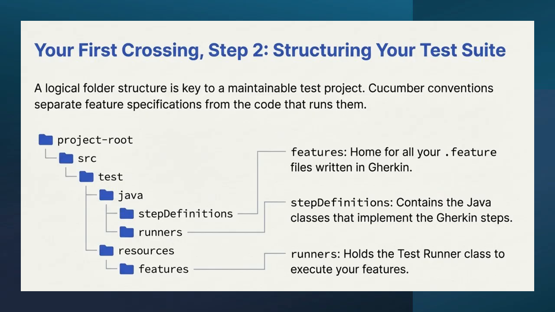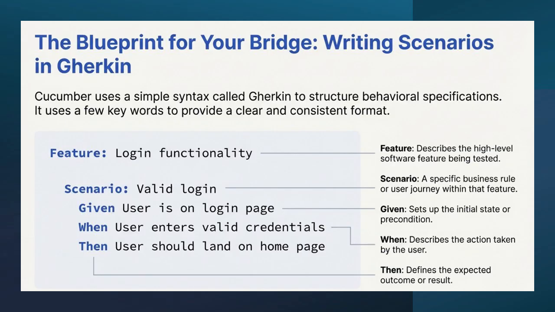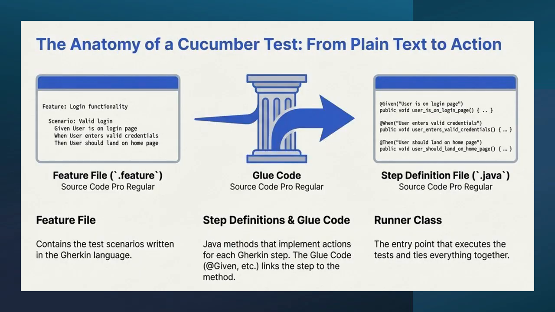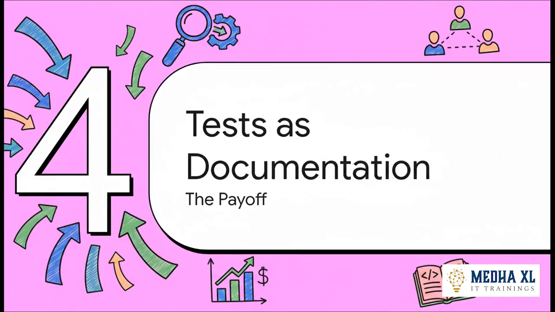Then comes phase 2, and this is where the real fun begins, writing the actual test. You start by writing out your user story in plain English in that Gherkin format. Then, for each step in that story, you write the little piece of code that performs the action. Finally, you create a simple run button that tells Cucumber where to find everything and kicks off the whole test. Now, once you get this system up and running, something really amazing starts to happen. Your tests stop being this obscure thing that only testers or developers care about. They actually evolve into something way more valuable for the entire team.